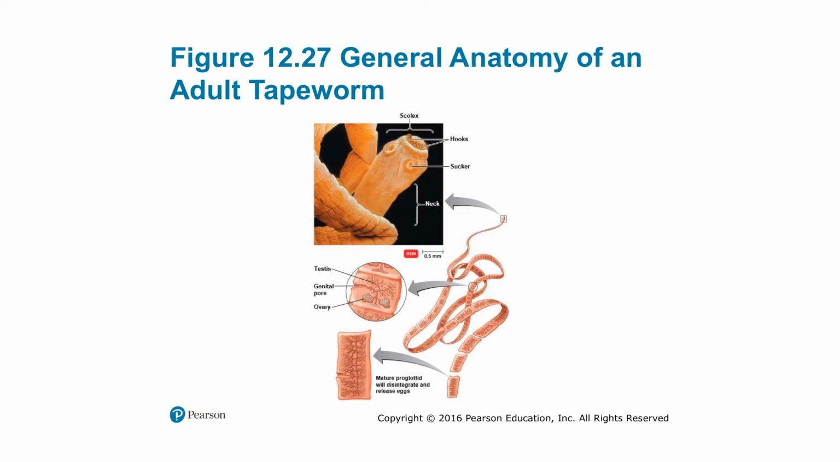You can see that they're very similar in kind of design, at least their reproductive sections are very similar to the flatworms we just looked at. And so you can see the hooks and the suckers on the scolex, and then the proglottids. You can see how developed they are.